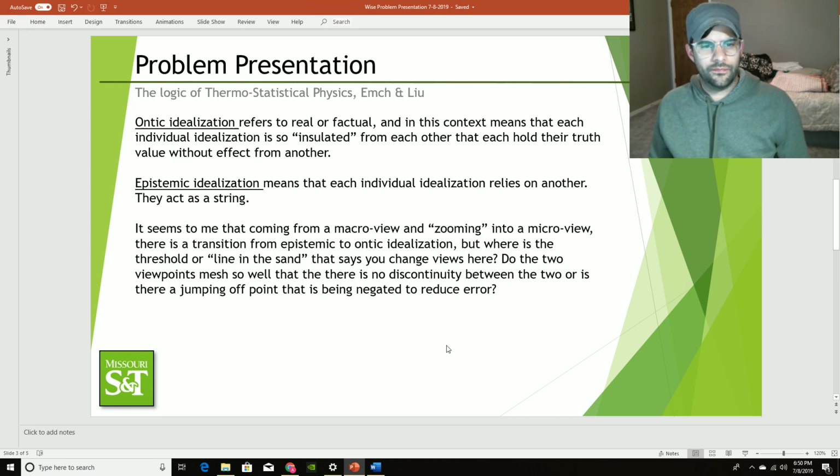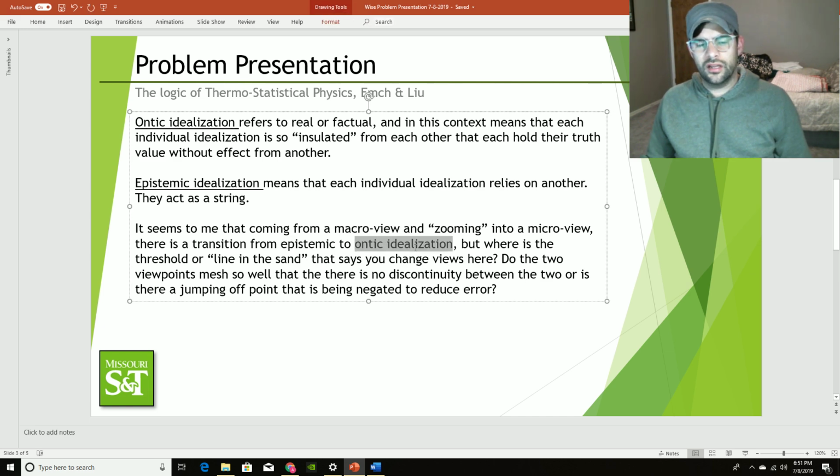So then basically I had this question. It seems to me that coming from a macro view and then zooming into a micro view, if you're looking at the whole universe and then you zoom all the way into the atomic level, there is this transition from the epistemic view to the ontic view. I'm probably saying that wrong.